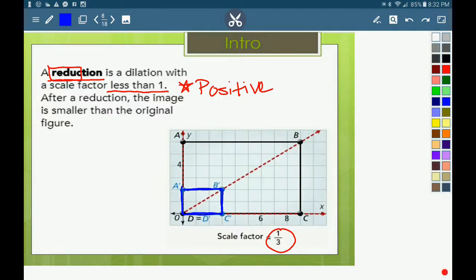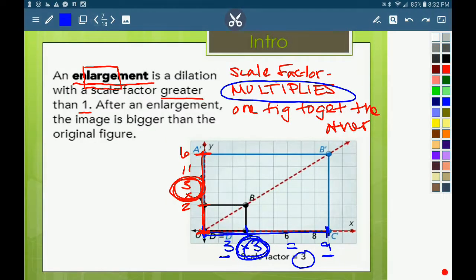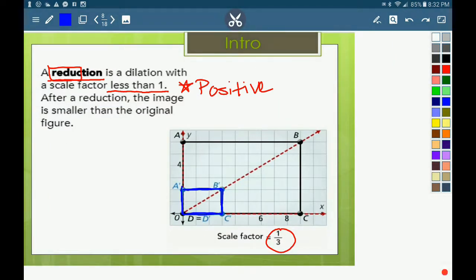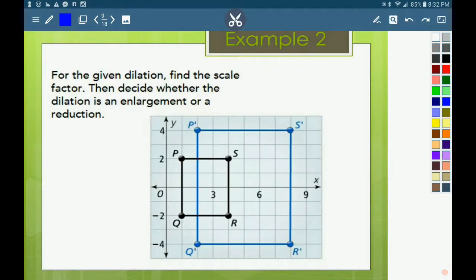And if you notice also from enlargement to reduction, a scale factor of 3 kind of resembles that of a scale factor of 1/3. Okay, only a scale factor of 3 makes it 3 times as large. A scale factor of 1/3 makes it 1/3 of the size. So now we're going to put this into practice in the second example.